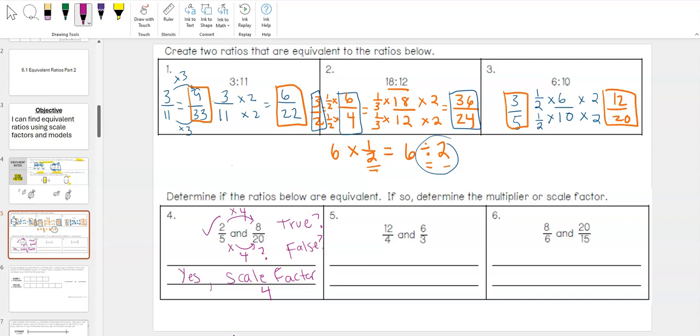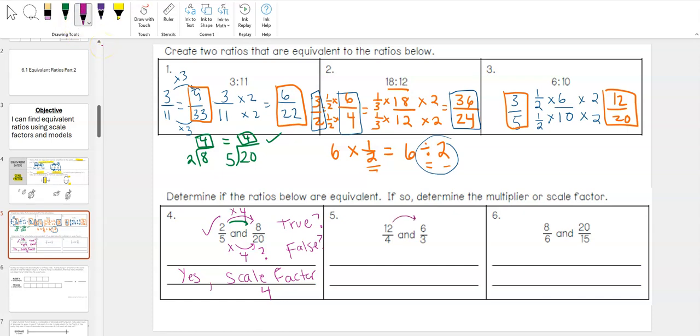Now, another way to do this, if you weren't sure how to multiply to get there, is you could divide. If I divide 8 by 2, numerator by numerator, and I divide 20 by 5, denominator by denominator, and I get the same answer, if these are equal, then yes, it is true. So 2 goes into 8 4 times, 5 goes into 20 4 times, and there's my scale factor. I'm going to show it to you multiple ways for each of these.